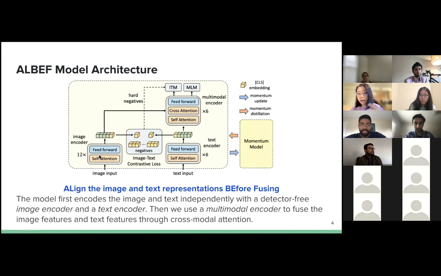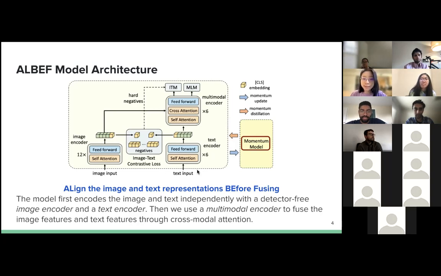And before we dive into how they actually train these models and how they're structured, I want to point your attention to the momentum model on the side, which I think is one of the most interesting ideas in this paper. So the momentum model, to give you a preview, is basically a copy of the unimodal encoders and the multimodal encoder. But the parameters stored in the momentum models are actually the exponential moving average versions of the parameters from the actual encoders in our model. So this is going to help us to achieve something called momentum distillation, which we're going to cover shortly as well.